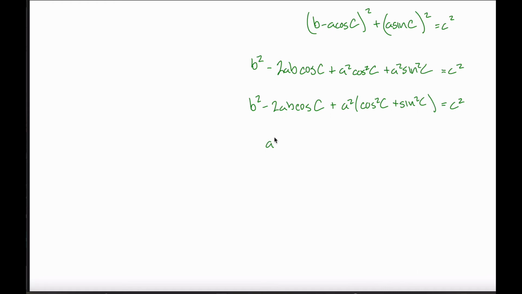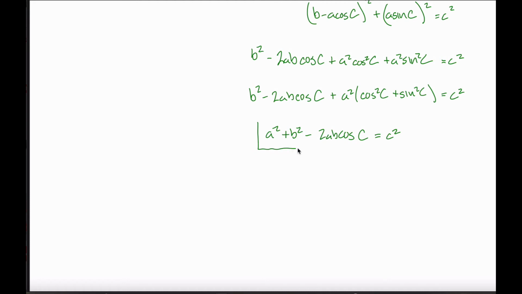Rearranging some terms just to make things a little bit prettier, I get a squared for this a squared times 1, plus b squared for this one, minus 2ab cosine c is equal to the other side of the equation, which is just c squared. This is what's called your law of cosines. Much like the law of sines, it's a handy way to relate together the lengths of sides of a triangle and an angle in that triangle. And much like the law of sines, it's not dependent on this triangle being a right triangle.